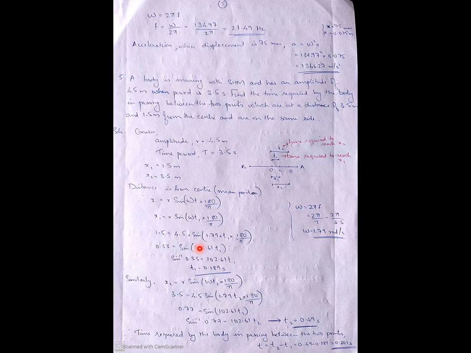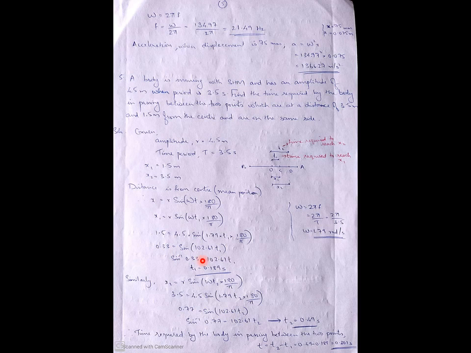Substituting over here, you get 1.79 into t1 into 180 by pi. Solving 1.79 into 180 by pi, you get 102.61 t1. So 0.33 equals sine of 102.61 t1. Here the only unknown is t1. How to find t1? Just take sine inverse of 0.33.